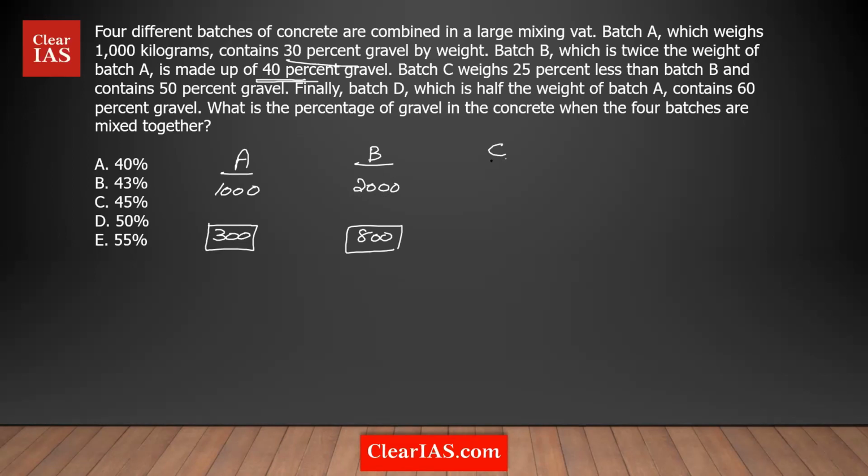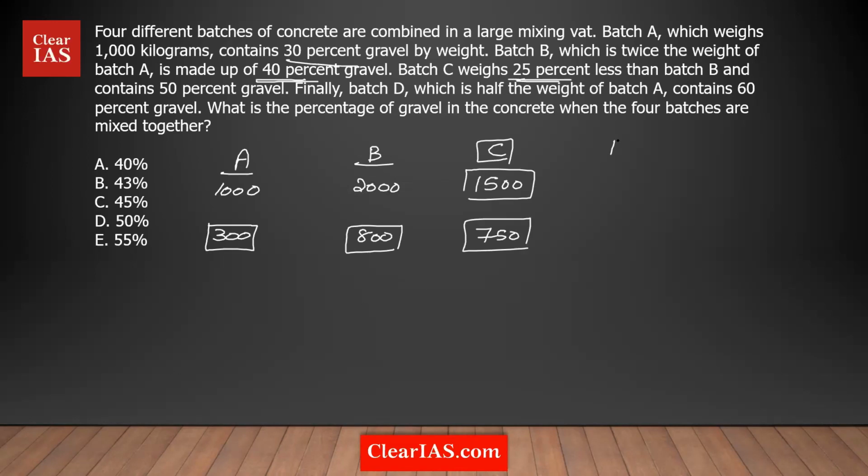Next is C. C weighs 25% less than batch B. 25% means what? 1/4. 1/4 of 2000 is 500, right? Quarter, 500. 500 less. That means you subtract, and it's 1,500. And 50% gravel. 50% means what? Half of it. So it's going to be 750 is the amount of gravel here.